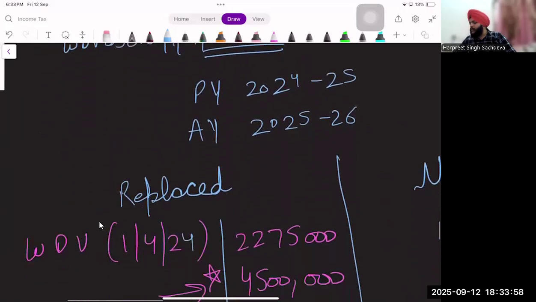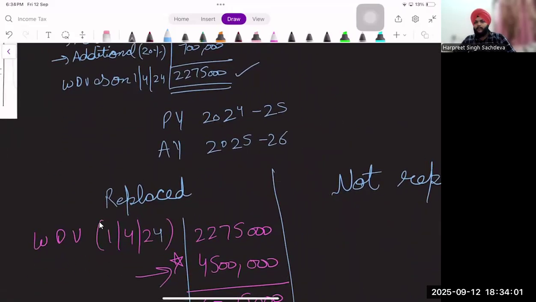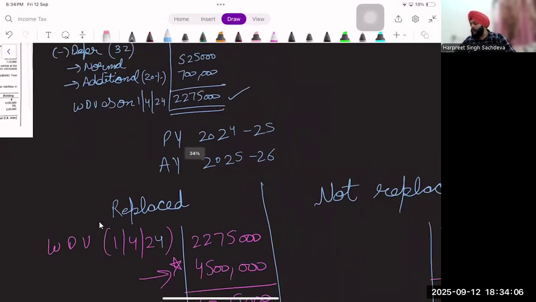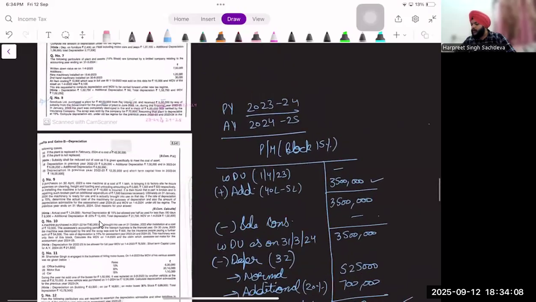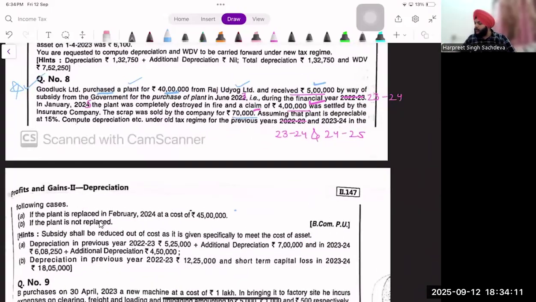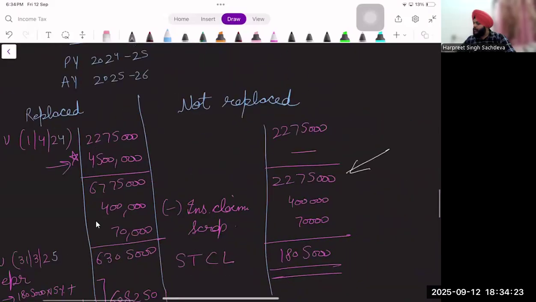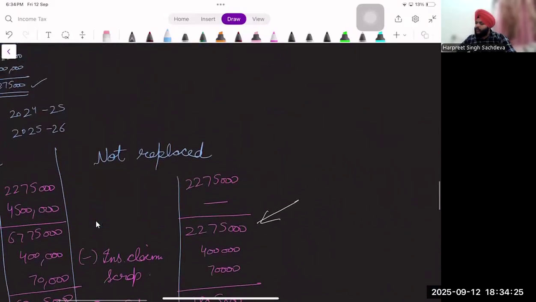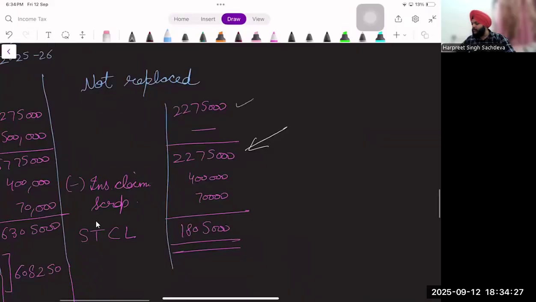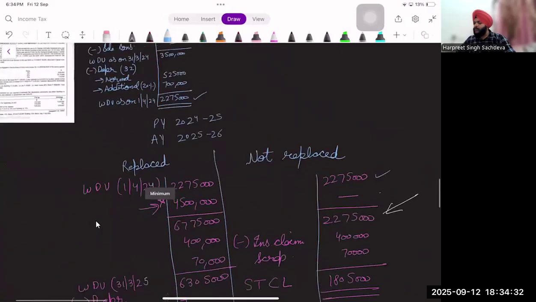When we continue this, the previous year will be 2024-25 and assessment year will be 2025-26. But the question gave us two options. The two options differ for the second year only. First year goes same. Now the second year, first of all, we'll think of the B part: if the plant is not replaced. So what happened in the B part? Your opening WDV continued from the previous year, 22,75,000. There were no additions, no replacement, and there was no sale consideration.